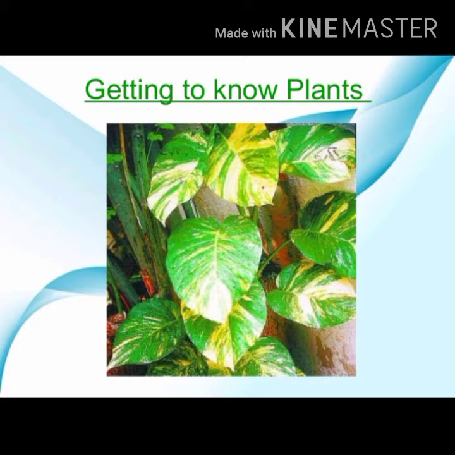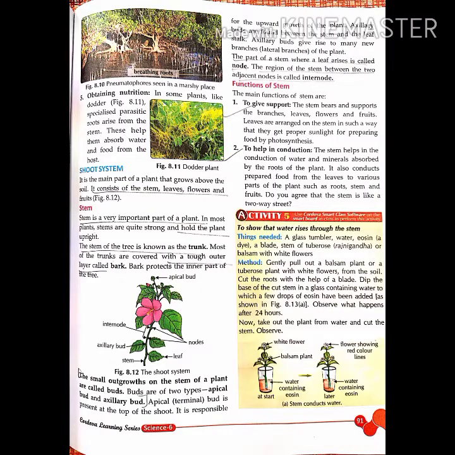Now we are going to start the shoot system of the same chapter, page number 91. It is the main part of the plant that grows above the soil. It consists of stems, leaves, flowers and fruits. First of all we are going to look through the stems, then leaves, then flowers, then fruit, one by one. All the parts of the shoot system we go through in detail. So let's start the first part, stem.